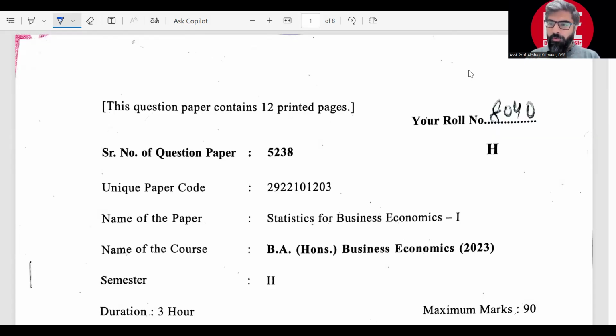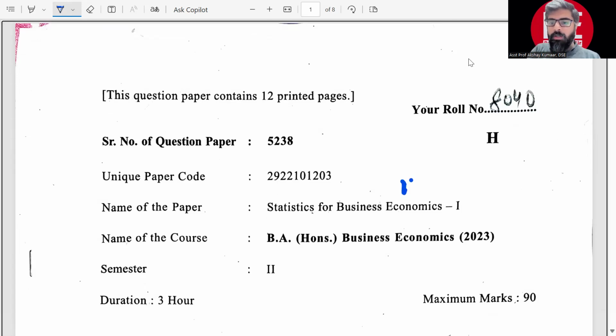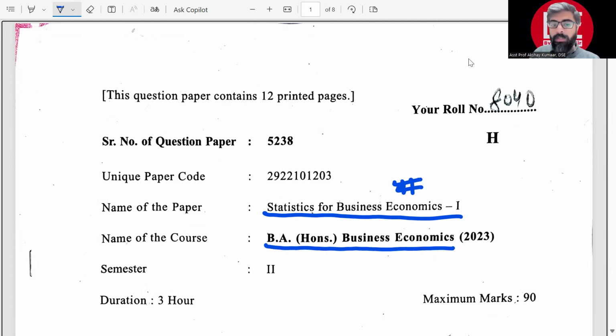Okay, I hope I'm audible to all my students who are attending this particular lecture for the Statistics for Business Economics Part 1 course. In this lecture, I'm going to continue with the discussion of the 2024 question paper, which has come up at Delhi University for the Statistics for Business Economics Part 1 course. And this lecture is recommended for all those students who are pursuing BA Honors Business Economics from University of Delhi, currently in their semester 2.